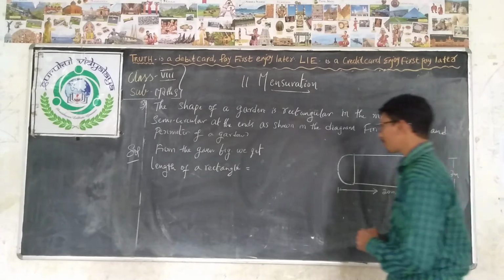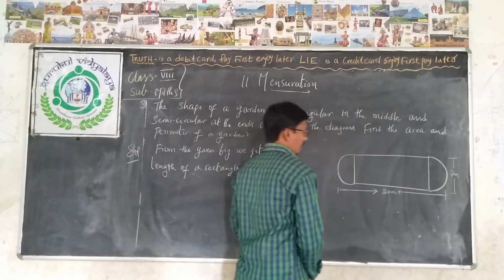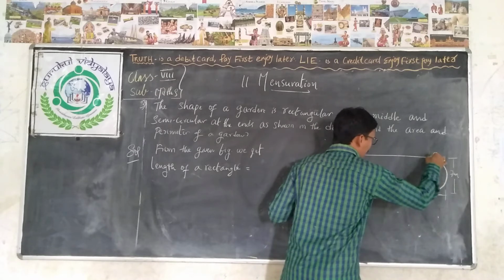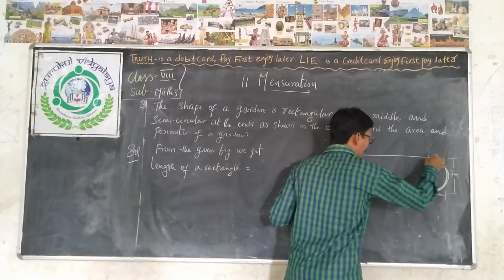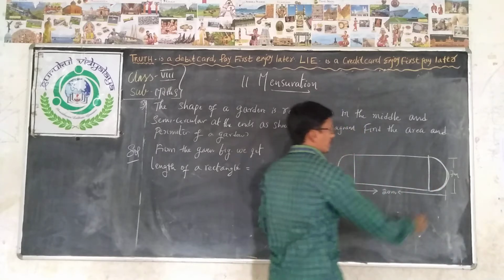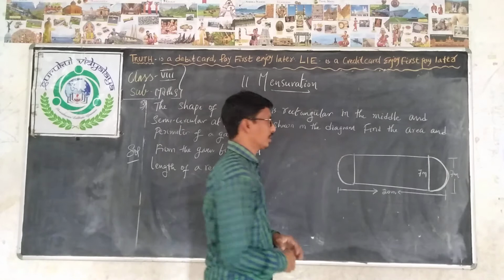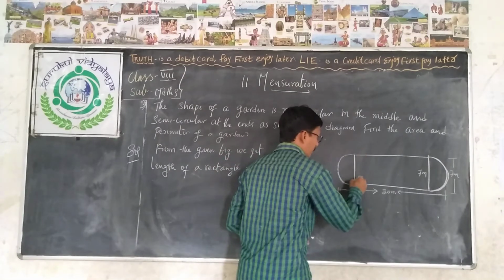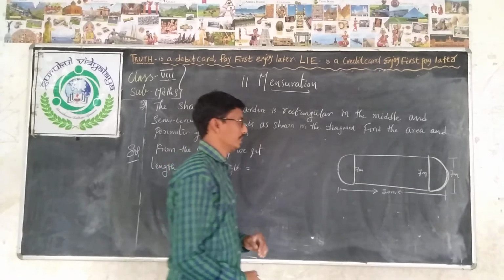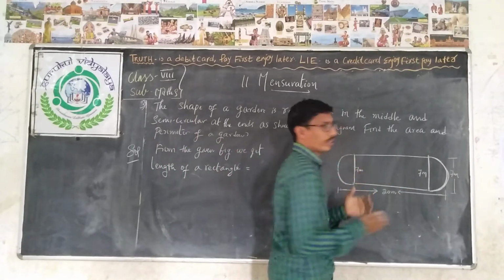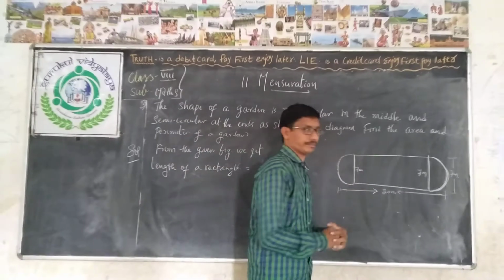See, first of all, children, these two are semicircles. What is this part in the semicircle? This is the diameter. What is the diameter given? 7 meters is given. So this is also the same length, 7 meters diameter. Very good. That means I got the breadth of the rectangle, it is very easy to get. But how to get the length?